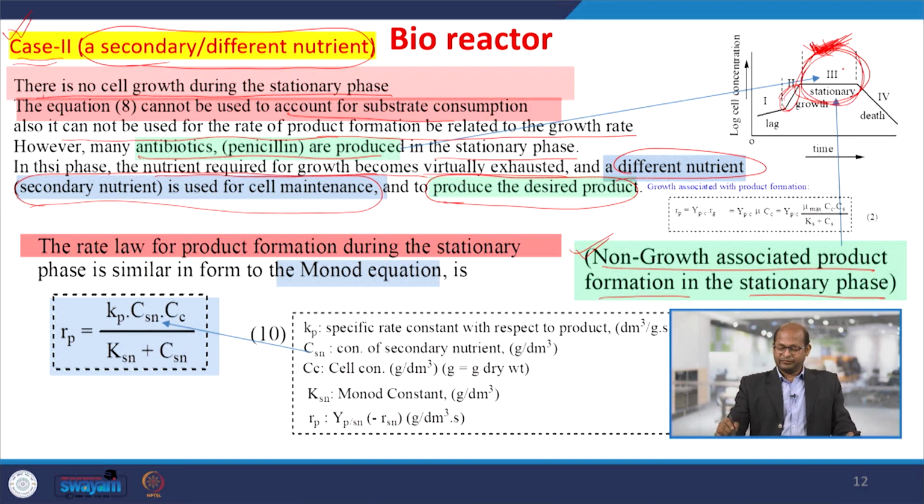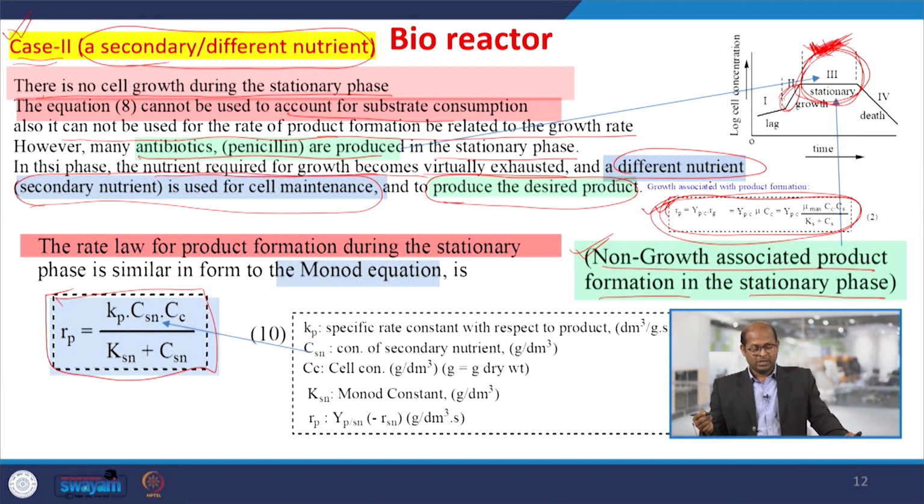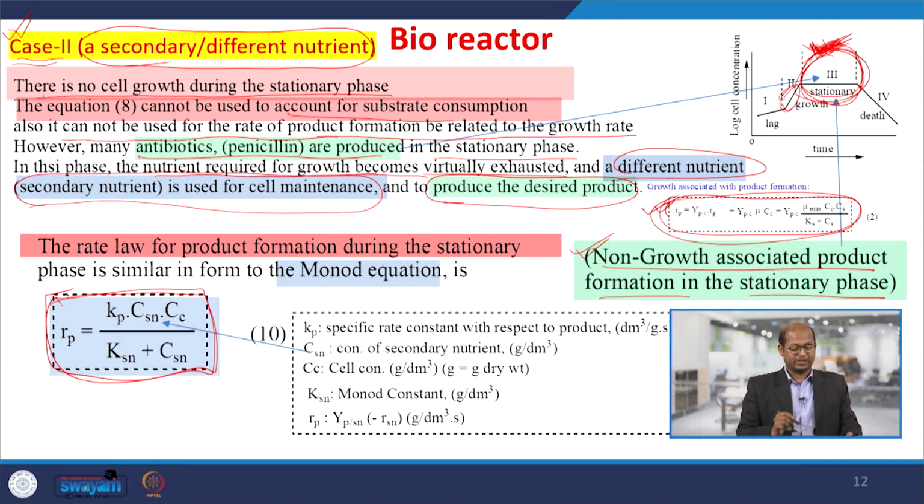Okay. So, at this non-growth associated phase, when a secondary nutrient is being consumed for product formation, a similar type of Monod rate law that we used for cell growth can be used for the product formation. So, in the case of the stationary phase, non-growth associated phase, the rate of formation of product we can write this way. This is also a Monod equation, but we are expressing it in a different way.